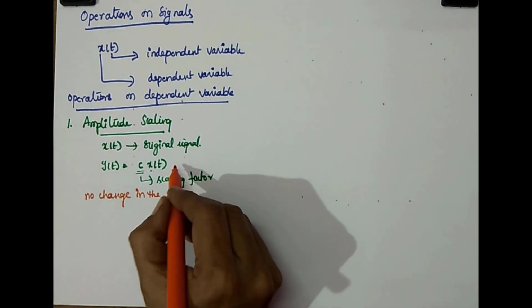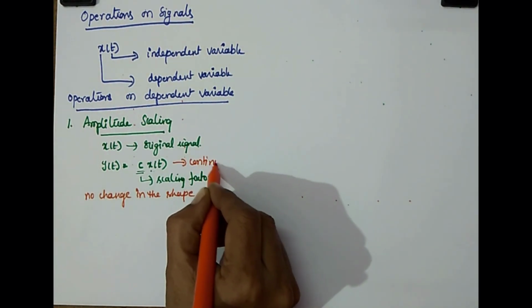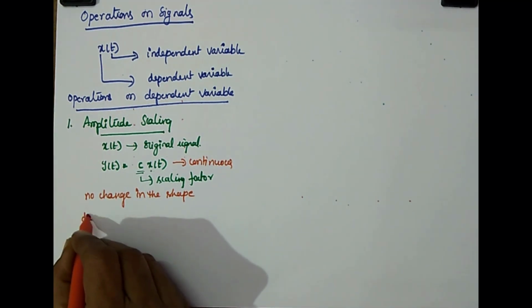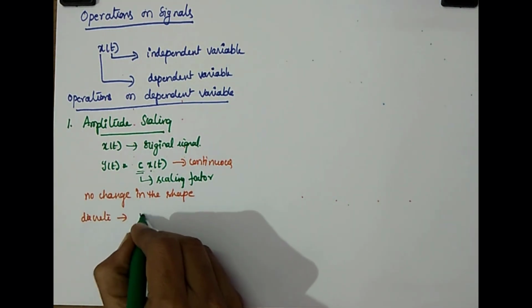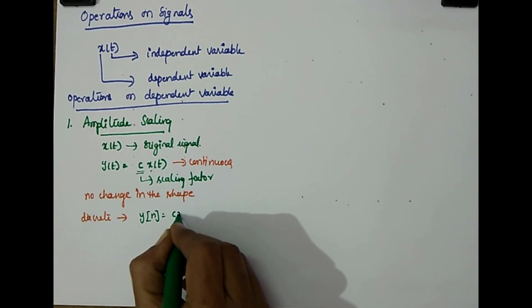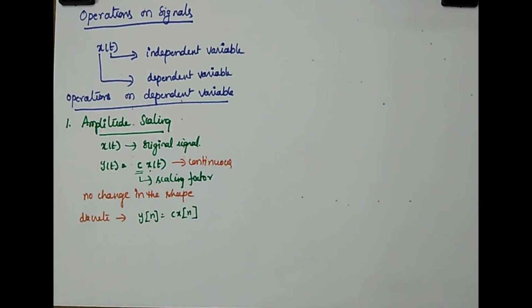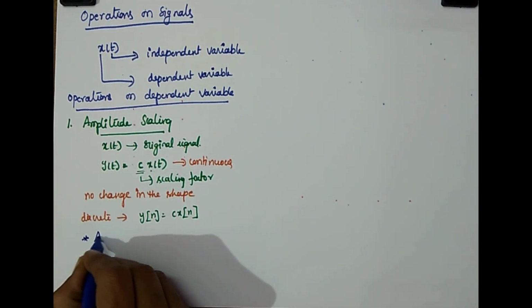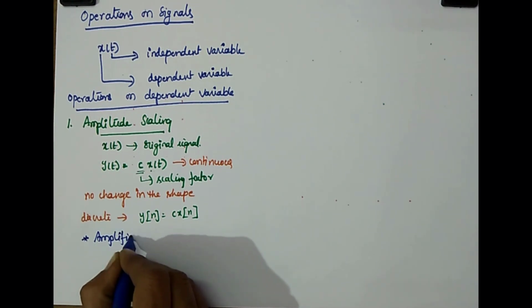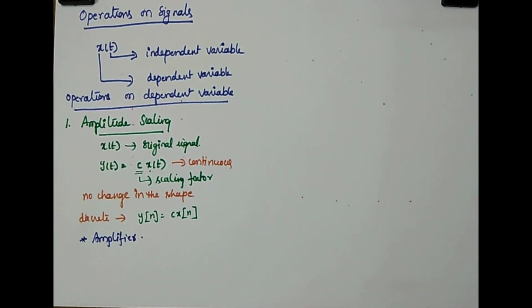Okay. This is for continuous. For the discrete case, you can write it as y of n equal to c into x of n. Okay. What is the device that can perform this amplitude improvement or amplitude scaling? The device that can do amplitude scaling is the amplifier. Amplifier can do amplitude scaling.